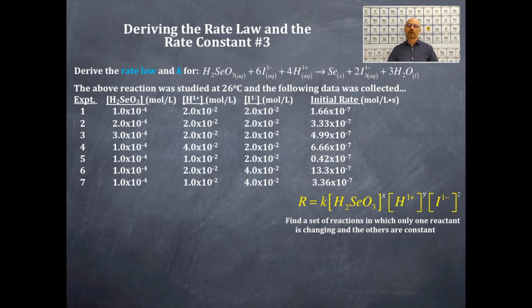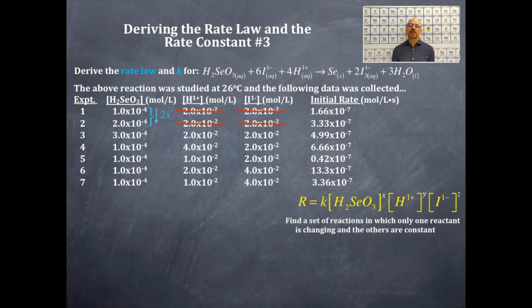So what we're going to do is find a set of reactions in which only one reactant changes but the others remain constant. So this requires an immense amount of analysis of this data. There are 7 experiments and there are 3 reactants. So that's a lot of information to compile and unpack. If you see in experiments 1 and 2, the hydrogen ion and the iodide ion concentrations do not change. So I'm going to be using experiments number 1 and 2 to derive the H2SeO3 order, and that is going to be X in that initial rate law that's set up there.